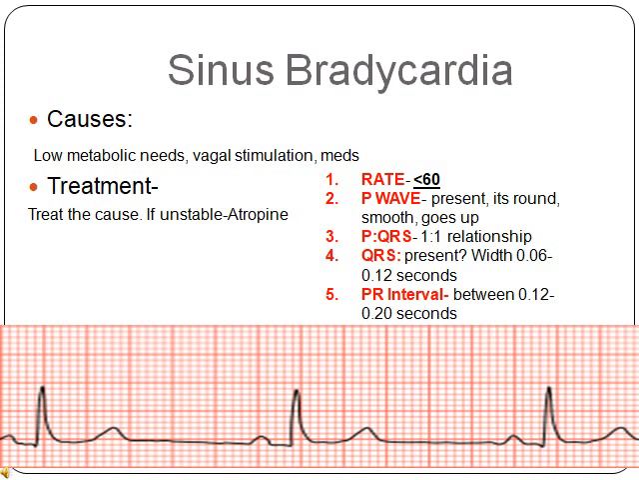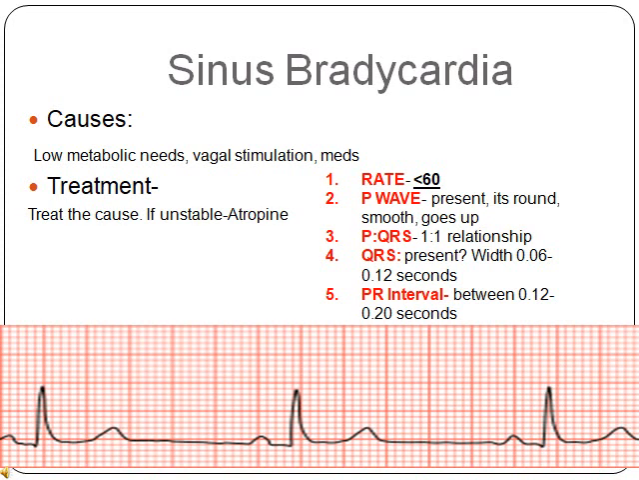Causes. Causes are things that slow everything down, like low metabolic needs, so an athlete or someone with hypothyroidism, or vagal stimulation, someone who is bearing down, like going to the bathroom, pushing down, holding their breath like that. Medications that could slow down the heart, like beta blockers, etc.